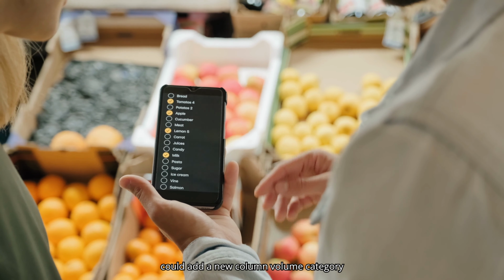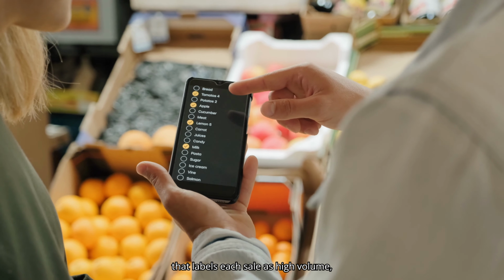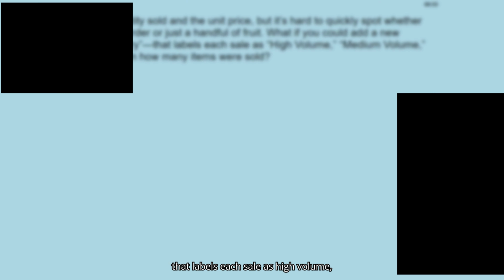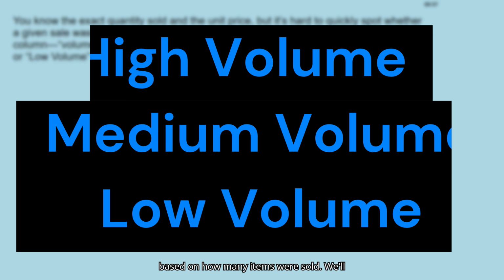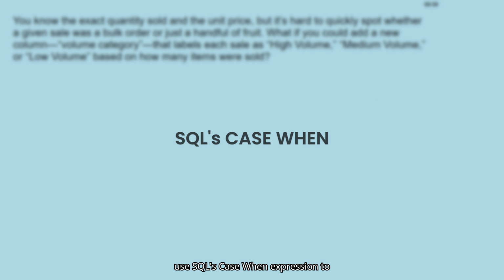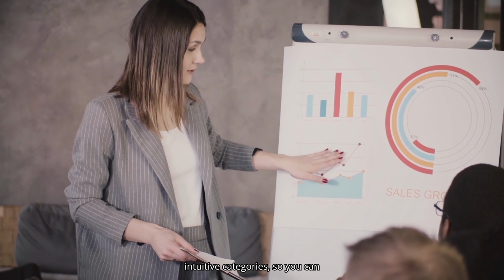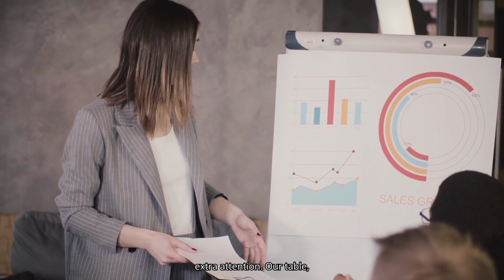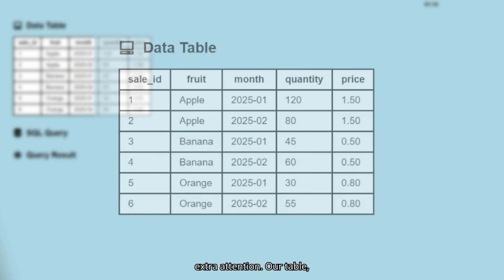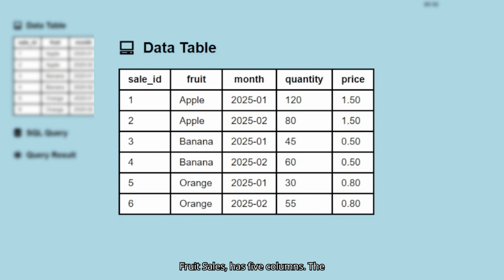What if you could add a new column, volume_category, that labels each sale as high volume, medium volume, or low volume based on how many items were sold? We'll use SQL's CASE WHEN expression to transform raw sales numbers into intuitive categories, so you can immediately see which orders deserve extra attention. Our table, fruit_sales, has 5 columns.